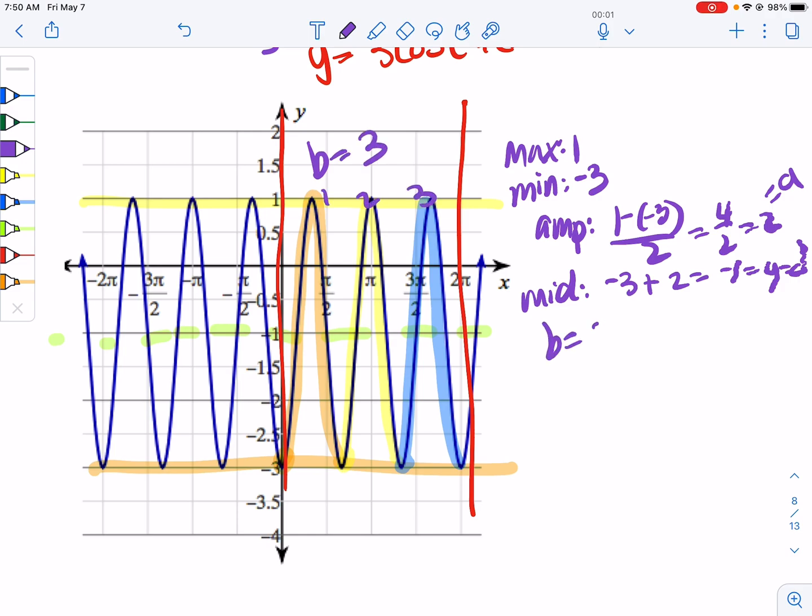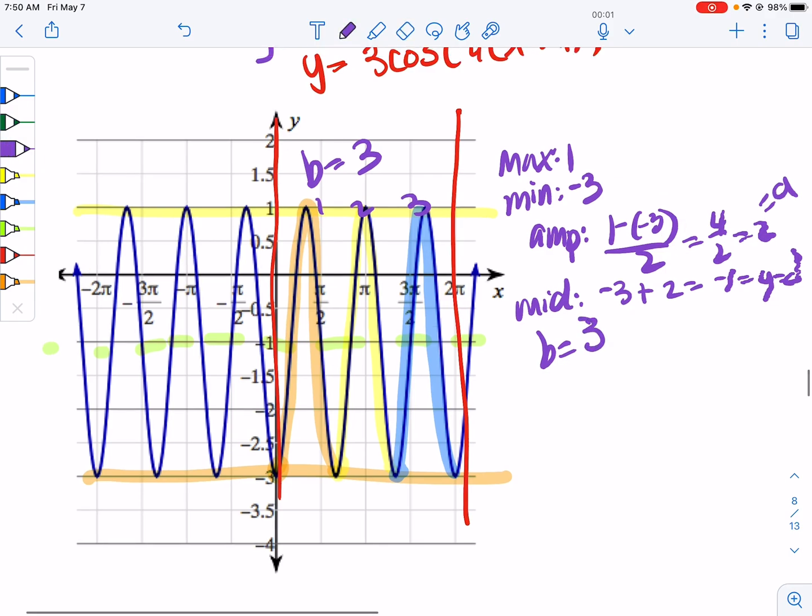Again, we don't need to find the period. We just need the b value for the equation. The period would be 2 pi thirds because we do 2 pi divided by the b, which is 3.